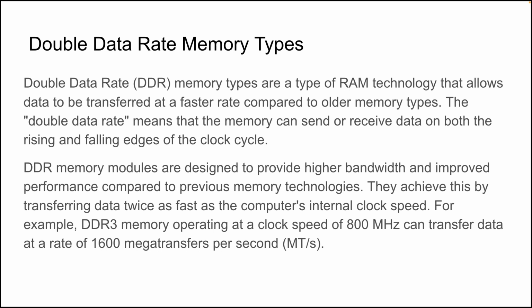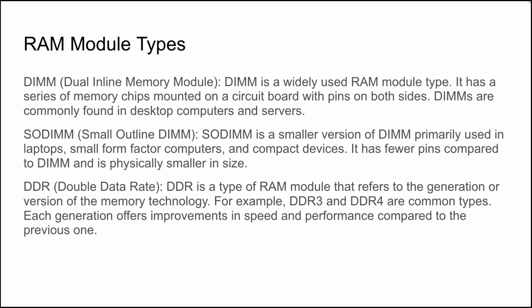The double data rate means that the memory can send or receive data on both the rising and falling edges of the clock cycle. DDR memory modules are designed to provide higher bandwidth and improved performance compared to previous memory technologies. They achieve this by transferring data twice as fast as a computer's internal clock speed. For example, DDR3 memory operating at a clock speed of 800 megahertz can transfer data at a rate of 1600 megatransfers per second. There are different types of RAM modules, and the different modules are separated by different acronyms.